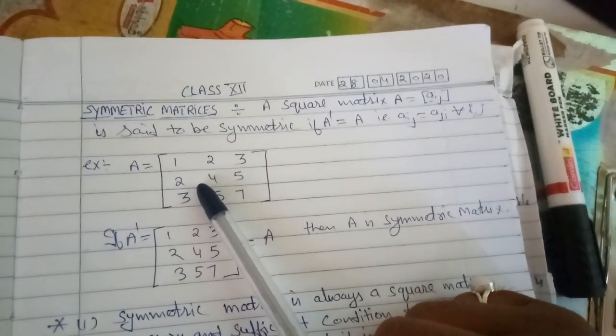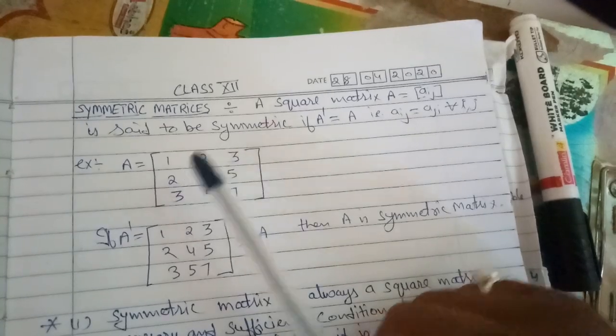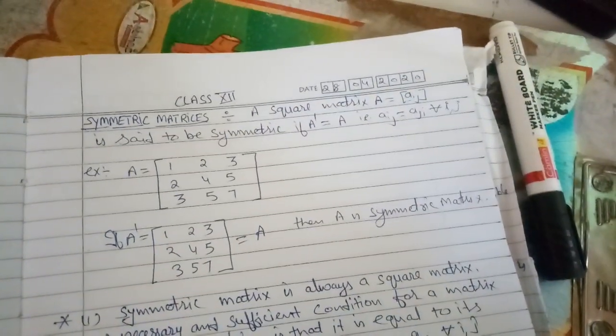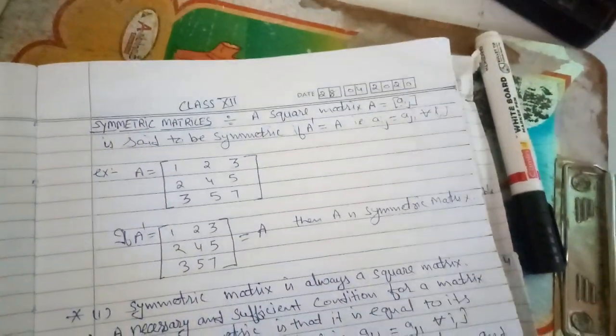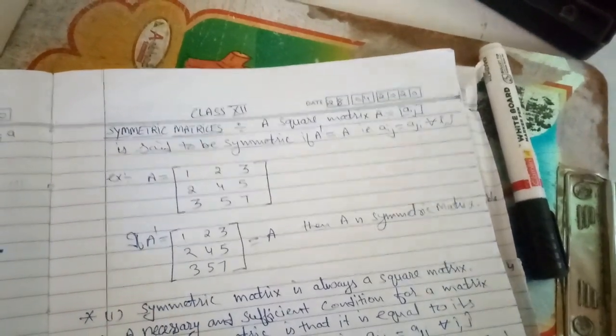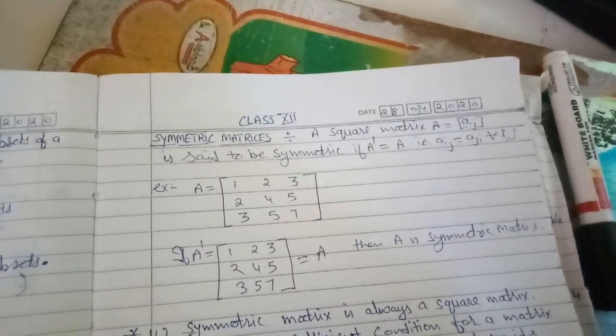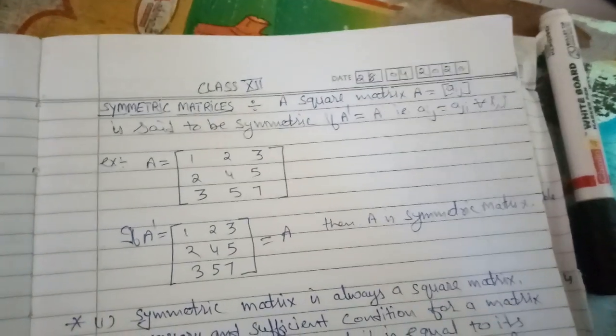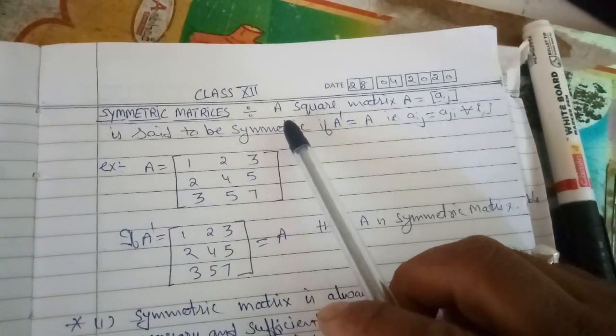As we know, last day we studied about the transpose of a matrix. Transpose of a matrix, we know, is obtained by interchanging the rows and columns. So today's concept is symmetric matrix. What is a symmetric matrix?